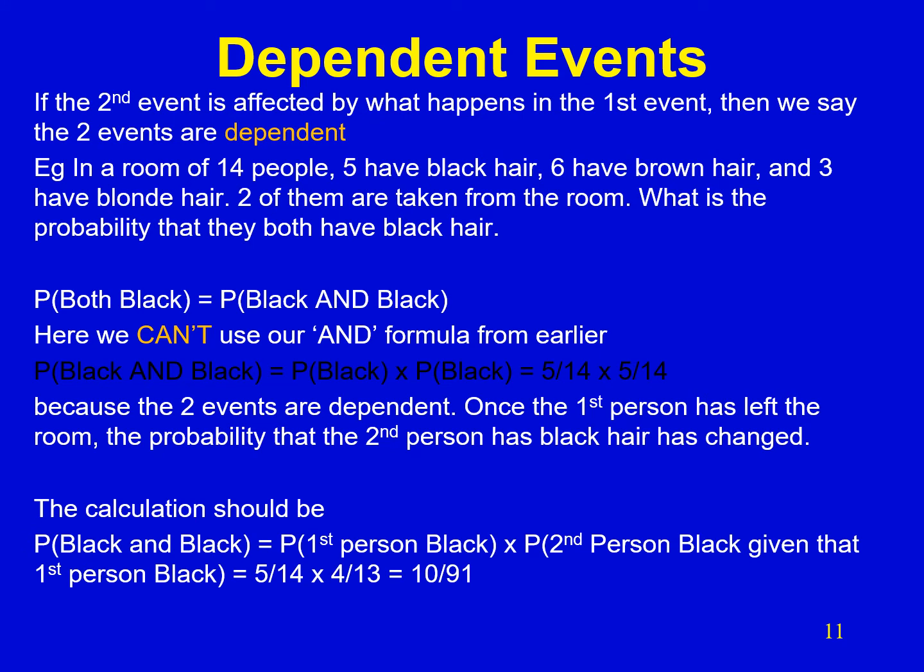Really, the calculation should be this, because the probability that the first person has black hair is going to be 5/14. But once that person has left the room, there are only 13 people left in the room, and only 4 of them have black hair. So the probability that the second person has black hair is only going to be 4/13. So we need to multiply these two numbers together. How we'd say that is the probability the first person has black hair, multiplied by the probability that the second person has black hair, given that the first person has black hair.